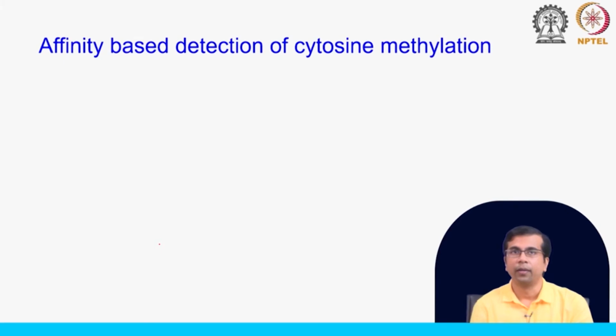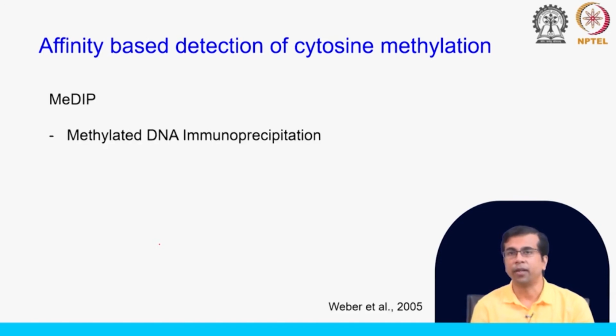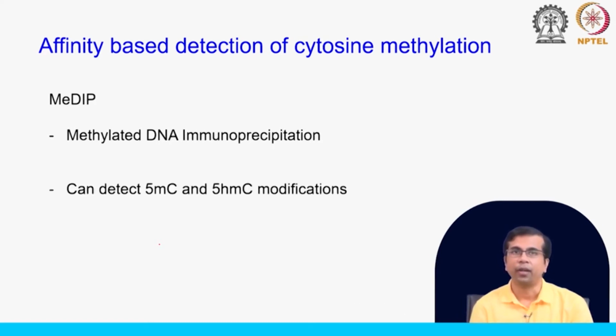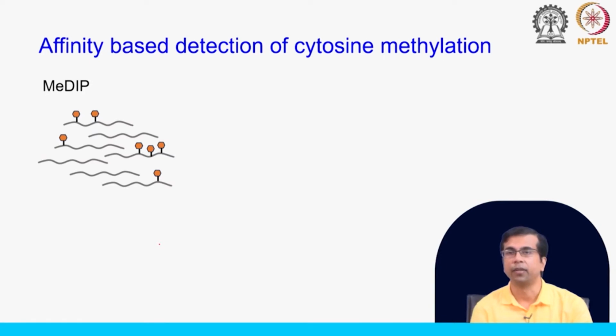Okay. Now, moving on to affinity based detection of cytosine methylation. The one method that we will talk about is called MeDIP, or methylated DNA immunoprecipitation, and what it does is that it can detect 5-mC and 5-hmC modifications. So, it relies on affinity binding, right. You have an antibody that will detect this methylation and it will immunoprecipitate the fragments that carry this methyl group, or the antibody. Okay.